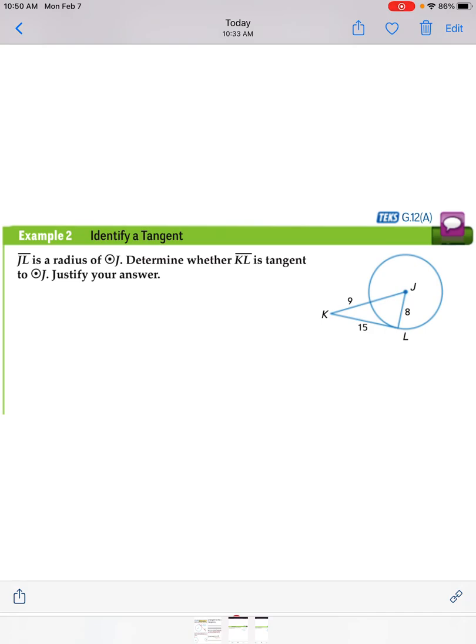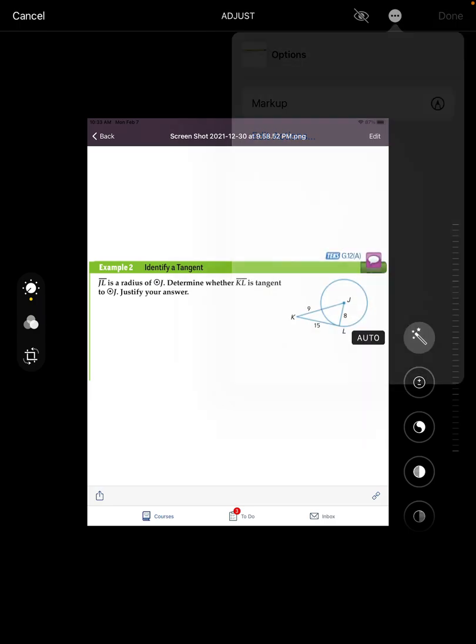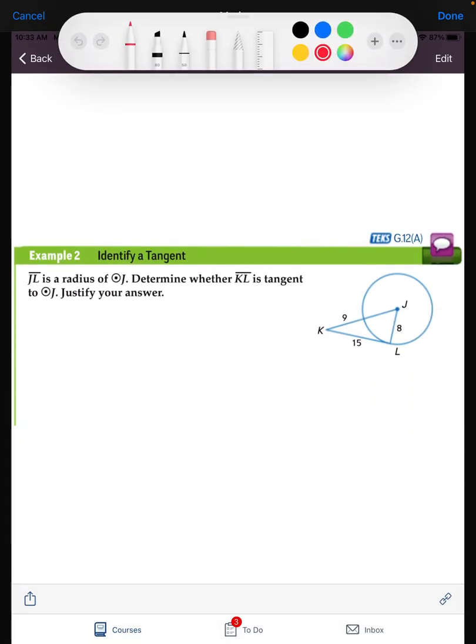So this first one, JL is a radius of circle J. Determine whether KL is a tangent to circle J. Let's take a look. If it is a tangent, then we know this is going to be a right angle, because it'd be the shortest distance from J to this point of tangency. So we want to see if this is a tangent here.